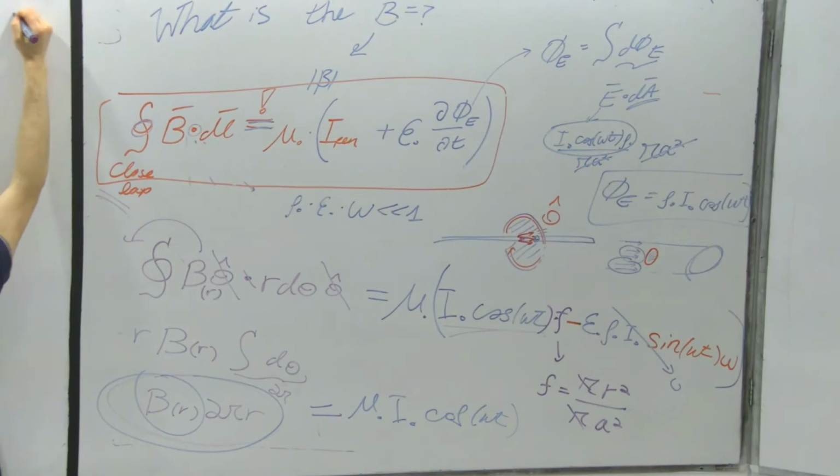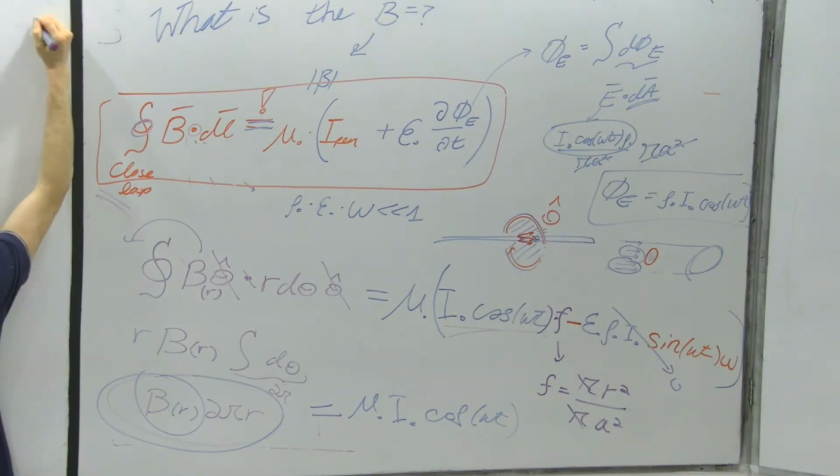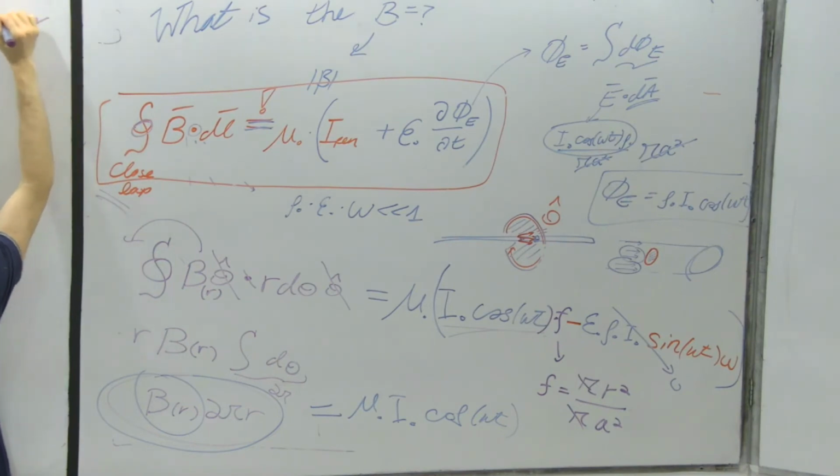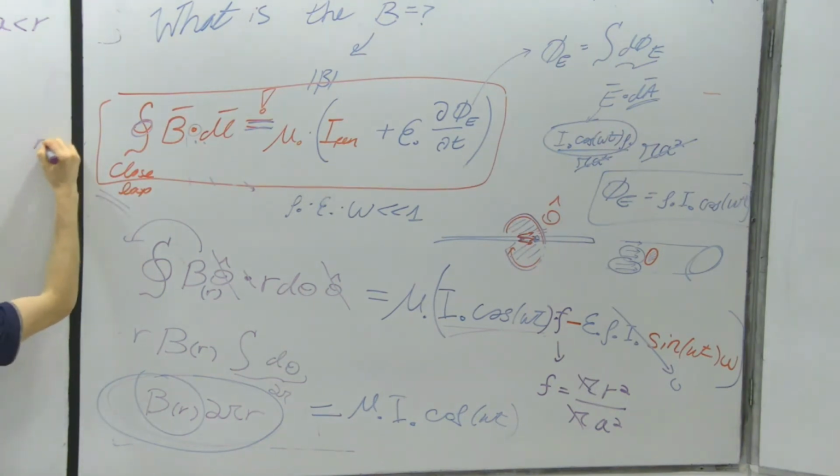This is R. R is bigger than A, right? But if I'm inside the wire, I need this correction. And this correction, how it's going to contribute, it's going to be the same thing, but with the correction that I just wrote down, which is R squared divided by A squared.